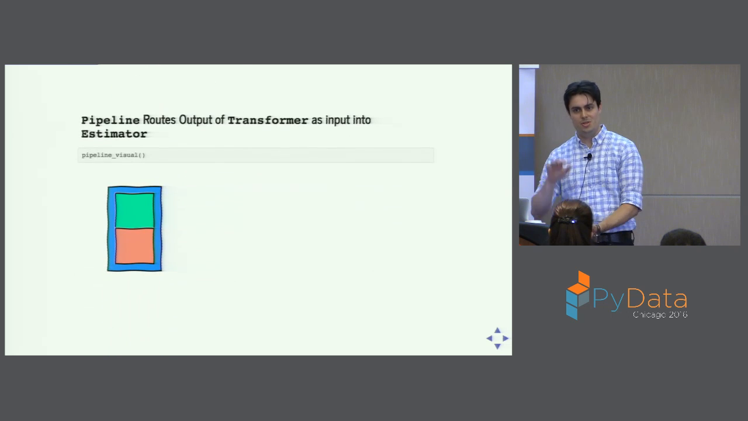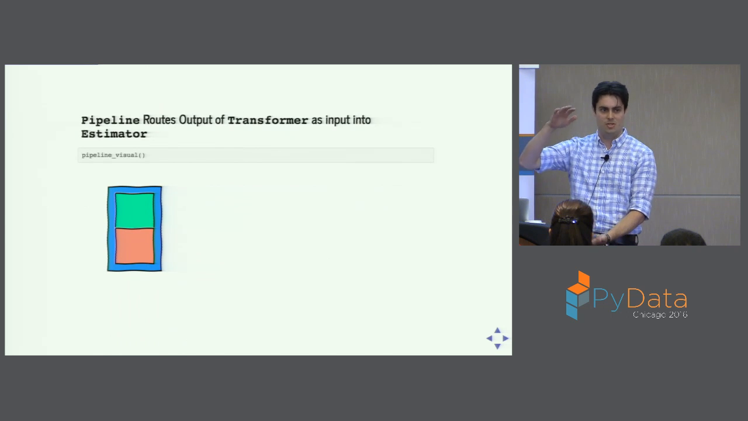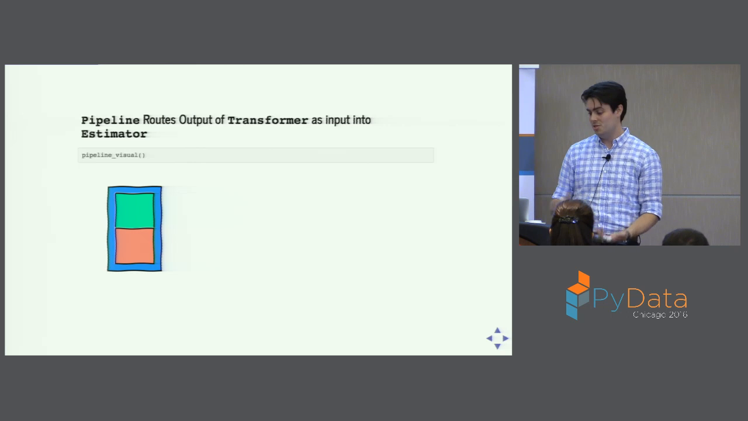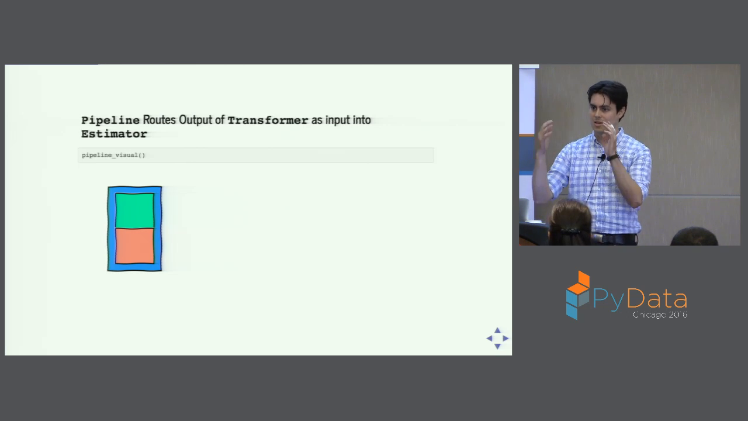The pipeline is what snaps them together, right? And pipelines snap things together tall-wise. We're just talking about stacking Lego blocks right here. It doesn't really matter to the pipeline what's inside of it, as long as it can transform and pass the output of one to the input of the next, on down the line.